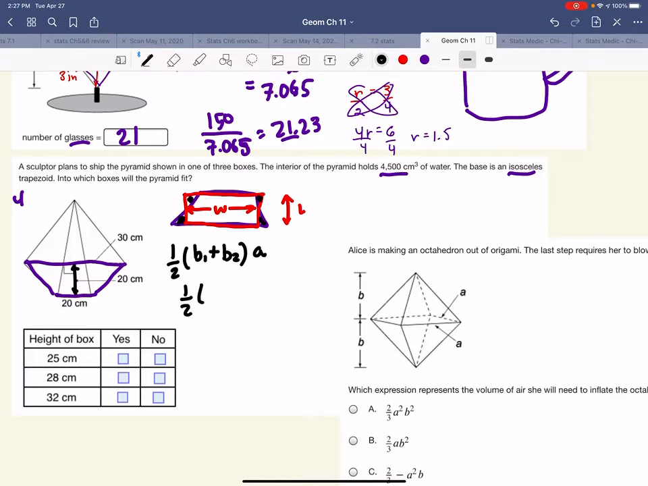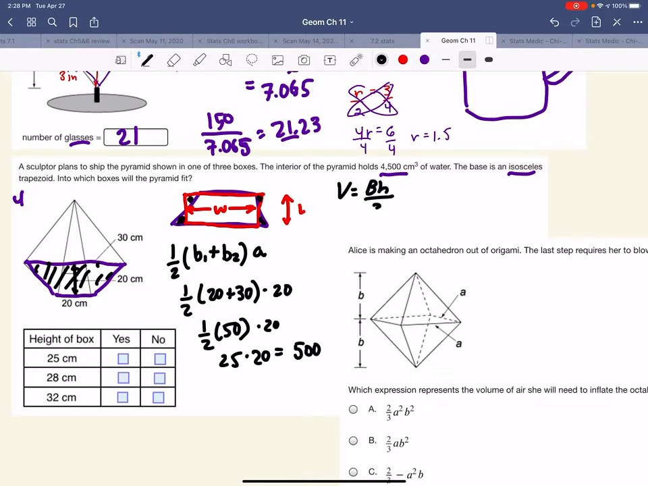So here, one of the bases is 20, and one of the bases is 30, and the altitude is 20. So that would be 1/2 of 50, which is 25, times 20. So that would be 500. So the area of our base is 500, and then how high did I stack those trapezoids that got smaller? So the volume of this object is the area of the base times the height divided by 3.